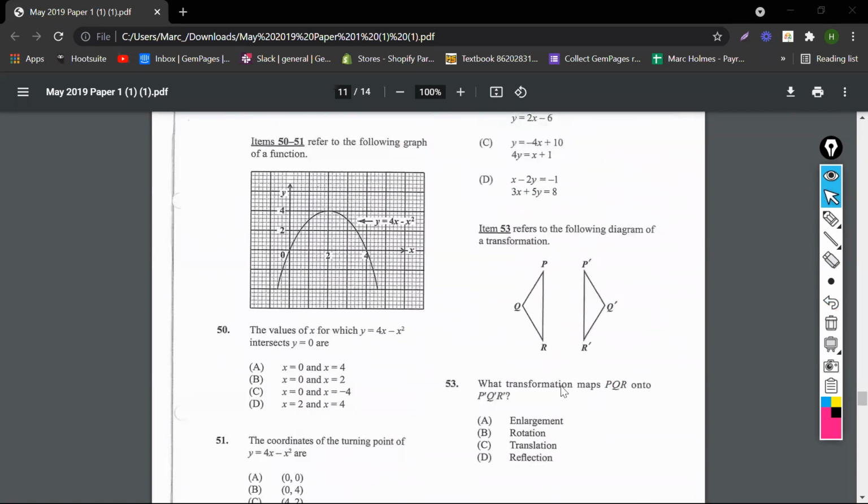So guys, what does this look like? Item 53 refers to the following diagram of a transformation. Let's draw a little line through here. What transformation maps PQR onto P'Q'R'? Guys, this is definitely a reflection, no doubt. It's a mirror reflection, like when you look in the mirror.